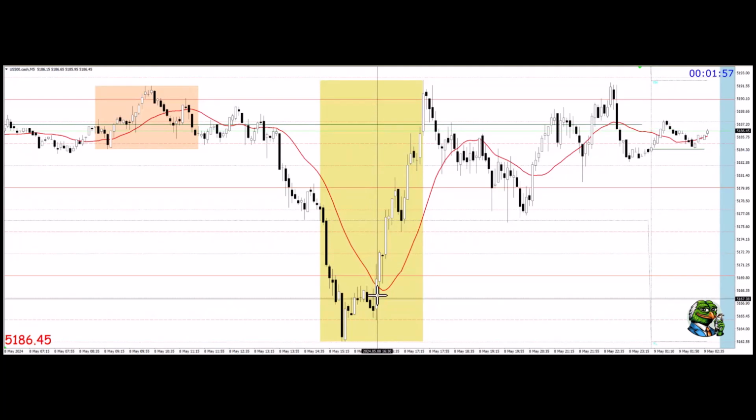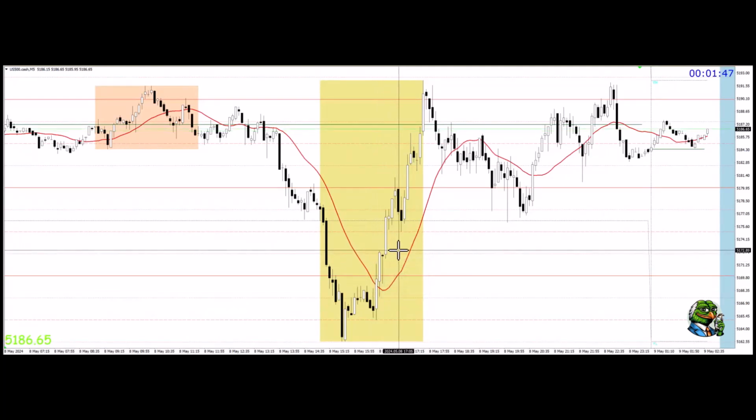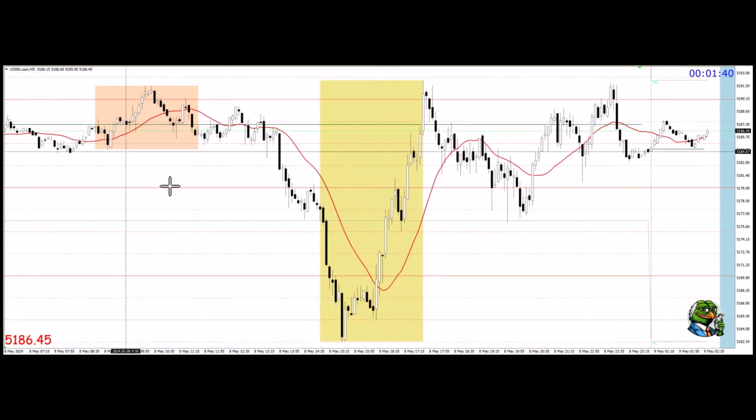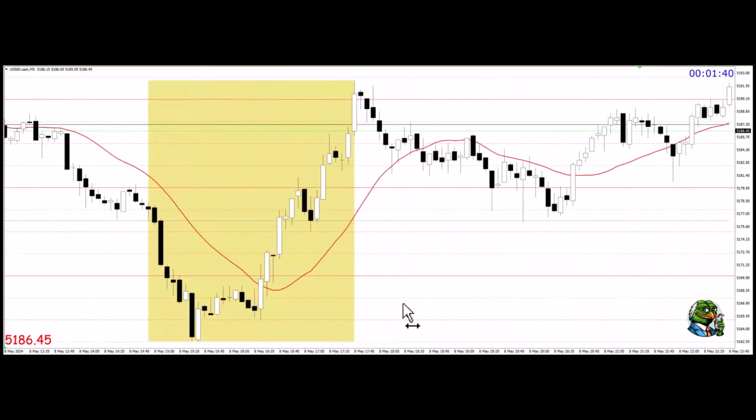Okay, and then you can see immediately after that we get this push back down into the moving average. Okay, so that's what I want to see. I want to see all that happening inside that 9:30 to 9:45 candle. The push back down is right on 9:40. Okay, let me make this bigger. Make sure you understand that clearly. Okay, so we are coming down.